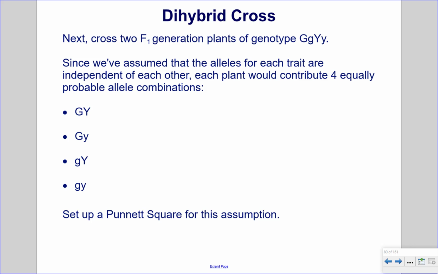Dihybrid cross. Next, cross two F1 generation plants of genotype big G, little g, big Y, little y. Since we've assumed that the alleles for each trait are independent of each other, each plant would contribute 4 equally probable allele combinations: big G, big Y, big G, little y, little g, big Y, and little g, little y. Set up a Punnett square for this assumption.